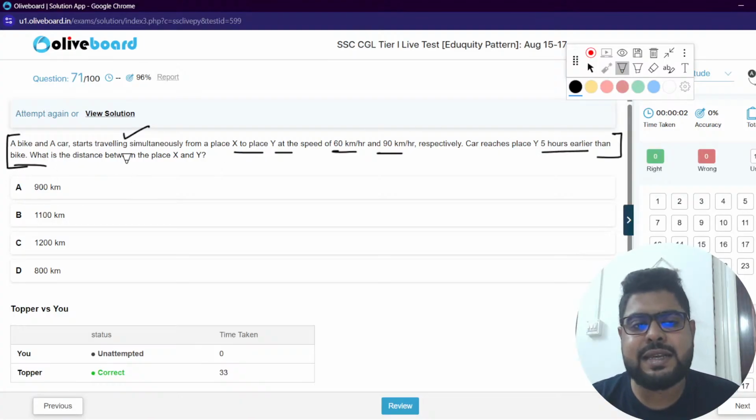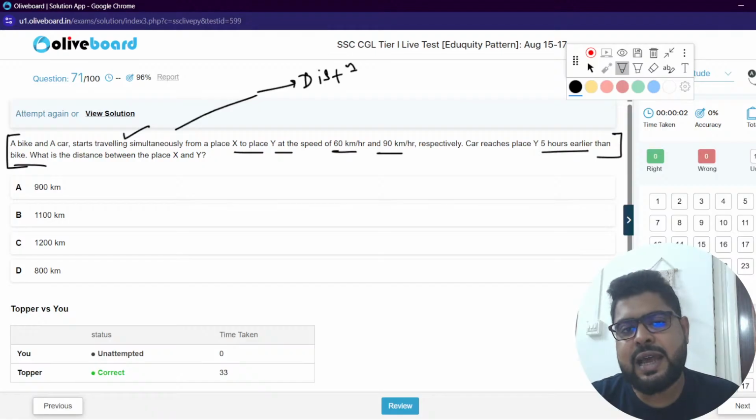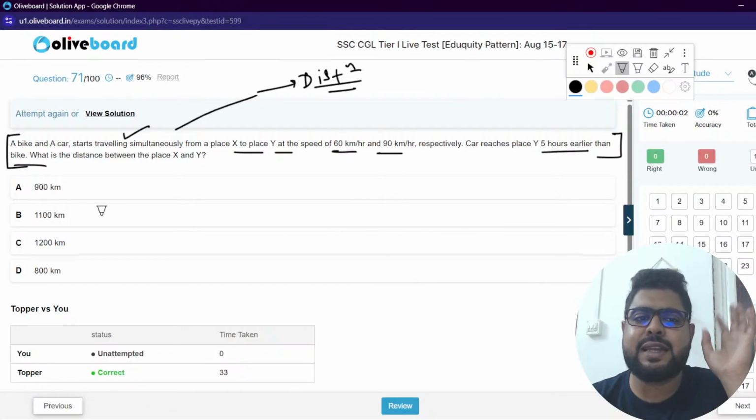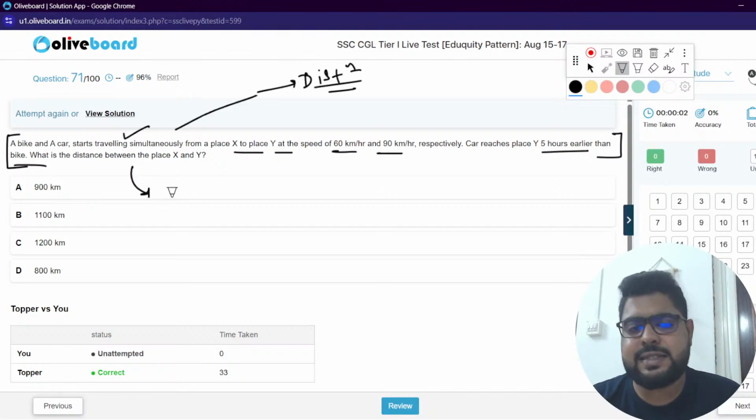Sir, again, the distance here is the same. You will say distance constant. And there are two speeds, and a time difference is also there. The best way, sir, there is a shortcut I told you. Distance is S1 into S2 by the difference of speeds, into the time difference.